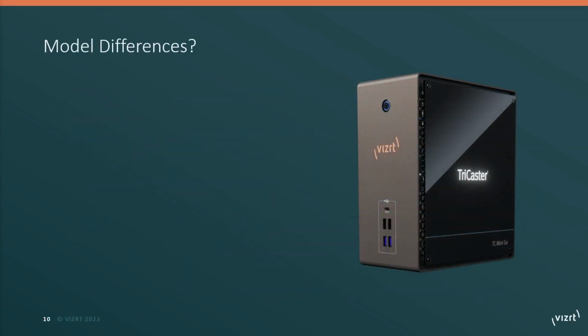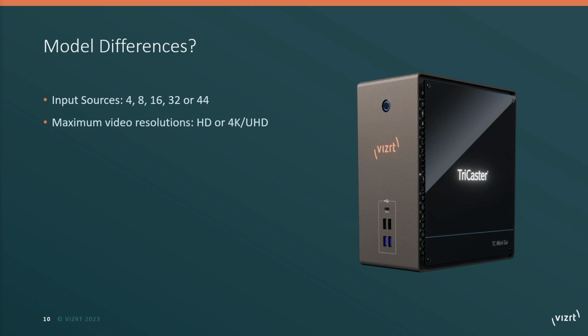Now, that being said, there are going to be some differences. It's probably not going to affect us so much in this class, but I just want to point out some of these differences so if you see them, you understand why it might look a little different on your system versus what's shown in this course's videos. Different TriCaster systems will have different numbers of inputs. So you can have ones anywhere from 4 inputs on the low end up to 44 inputs on the high end, and as you can see, with different numbers of inputs in between. It also will determine the maximum video resolutions that that TriCaster can work with. Some can only go up to HD, some can go all the way up to 4K UHD.